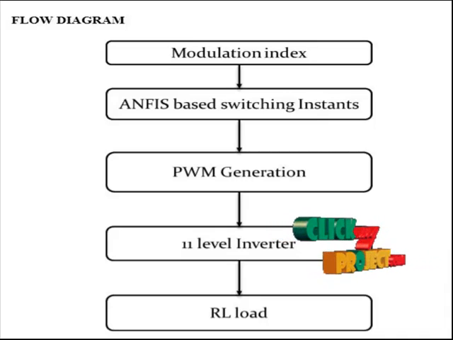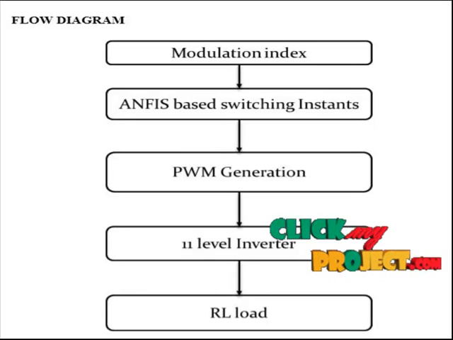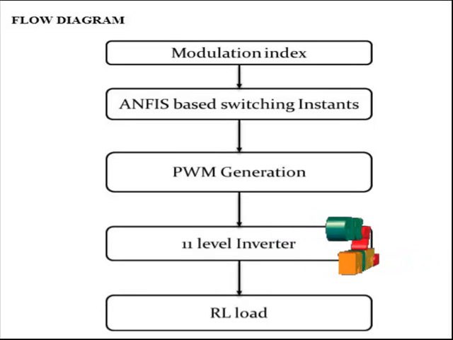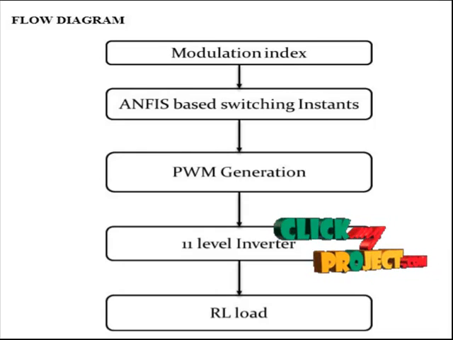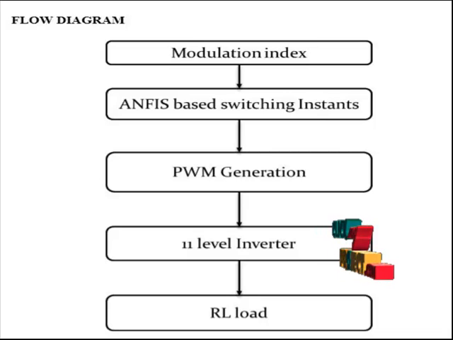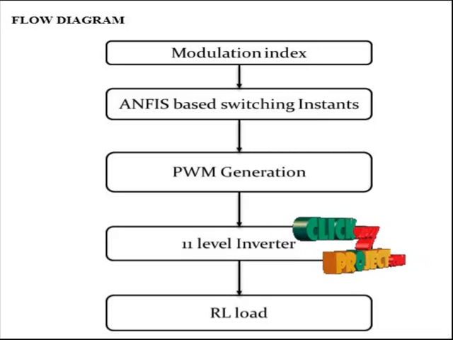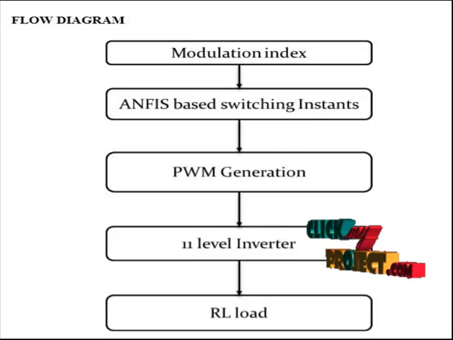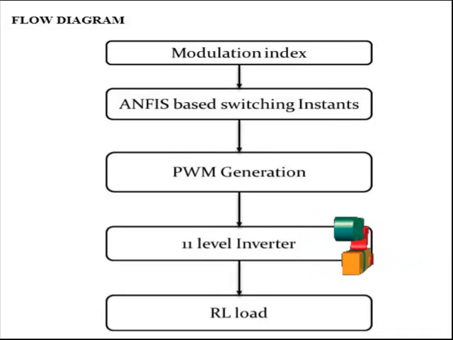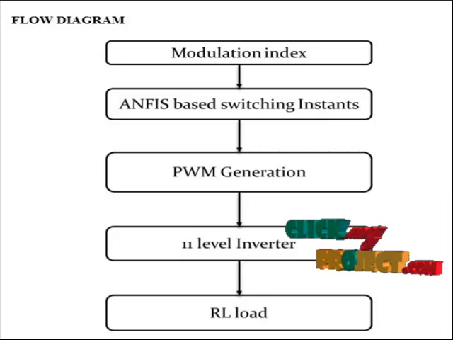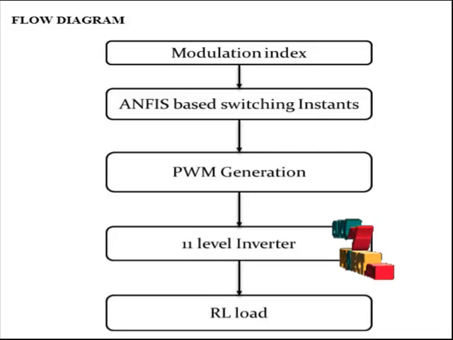The second block receives the modulation index as an input and produces the necessary switching instances for SHEPWM. These switching instances are applied to the PWM generation block. The PWM generation block compares the switching instances with a triangular wave and produces pulses. These pulses are applied to the 11-level inverter circuit, which consists of 5 subsystems with 4 IGBT switches each. Finally, the FFT analysis shows the harmonic reduction and maximum fundamental component.